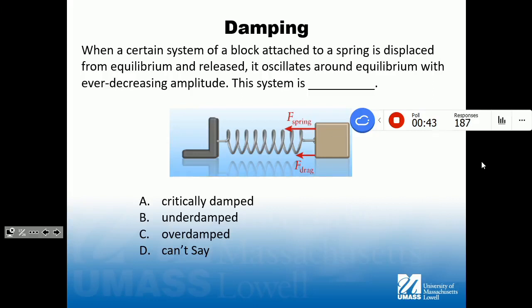Critically damped and overdamped oscillations do not oscillate about equilibrium. They go back to equilibrium. There's so much friction that the energy is released in under a cycle.